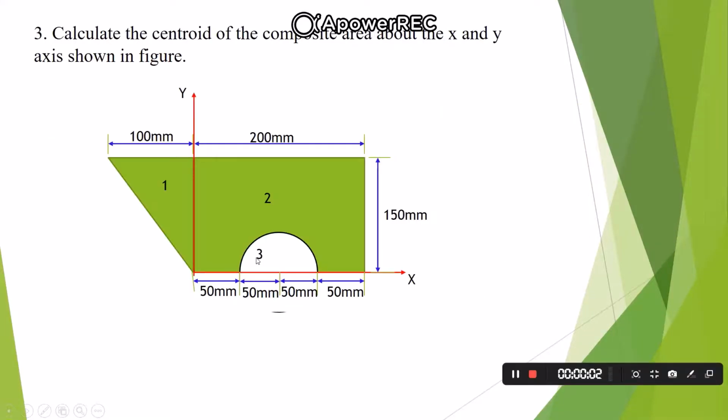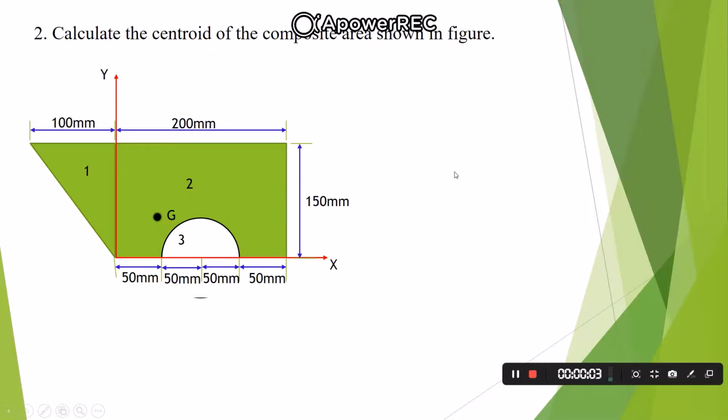Now let's solve the next question. Here there is a small difference. The reference axes are already given in the question, and we need to locate the centroid of the composite section or composite area about the given x and y axis. From the figure you can see that the rectangular section as well as the semicircular section lie in the first quadrant, whereas the triangular section now lies in the second quadrant.